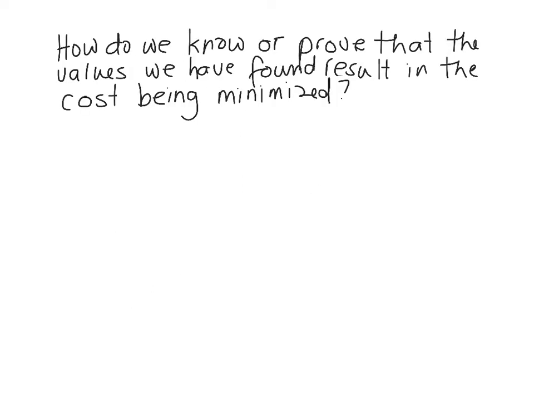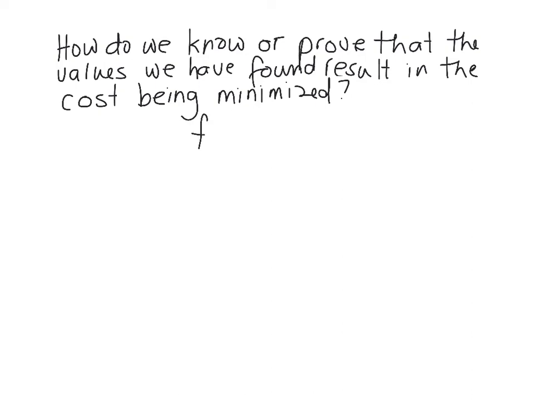Right now you're probably thinking to yourself, well, how do I know the values that we have found result in the cost being minimized? Or maybe you're not thinking that, but we do have to show proof that we've found minimum values. So the first thing we need to do is find the second derivatives of the two first derivatives we found. And I'm going to draw a little diagram to help visualize first and second derivatives.